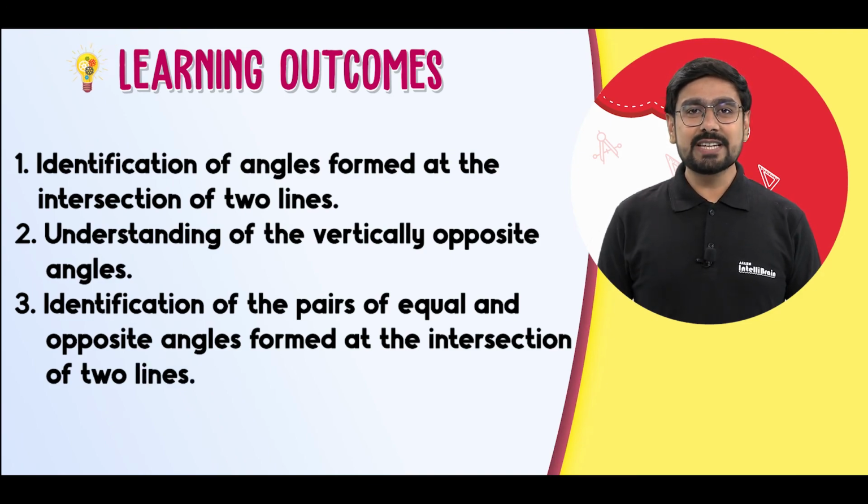Now you can change the intersecting line structure into different orientations and identify the vertically opposite angles formed at the intersection point, and do it yourself. Visualize maths with IntelliBrain and fall in love with learning.